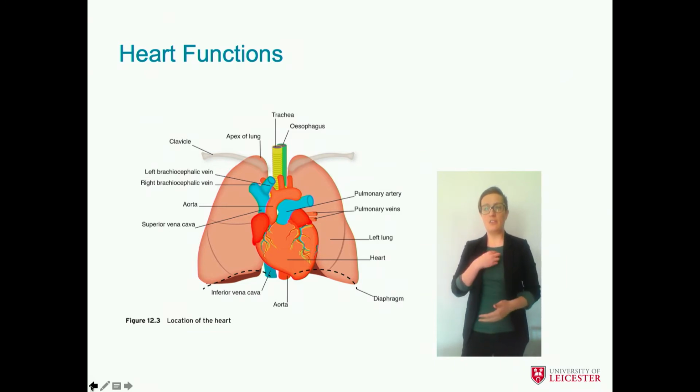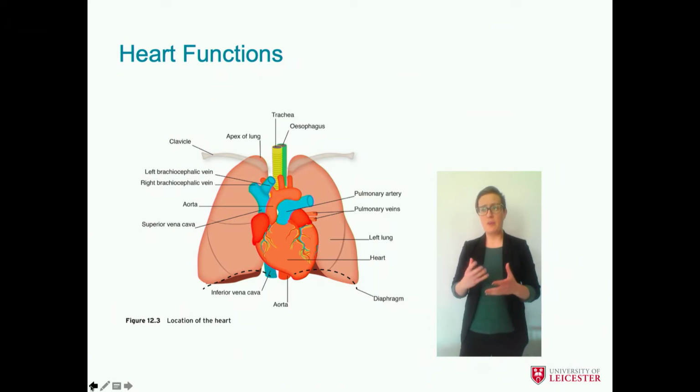So it sits quite snugly tucked up away in our chest cavity, protected by both our breastbone and our rib cage. Now, the heart is also surrounded by a thin sac called the pericardium, and that also helps protect your heart so it can carry out its vital functions.